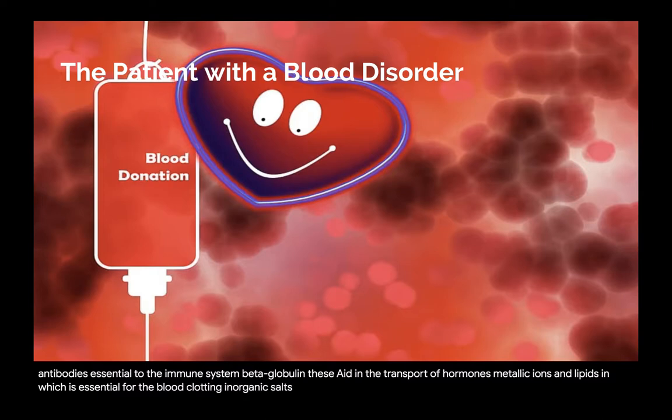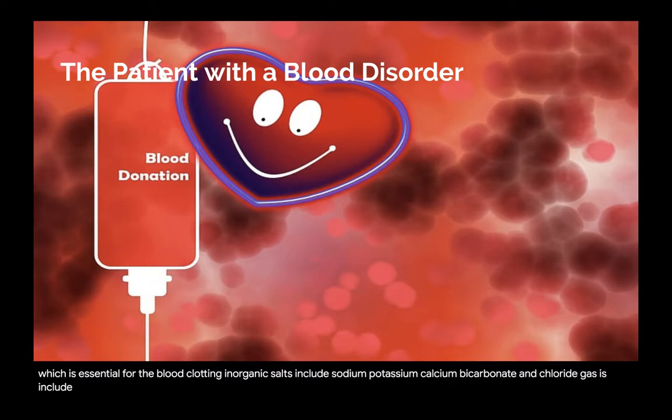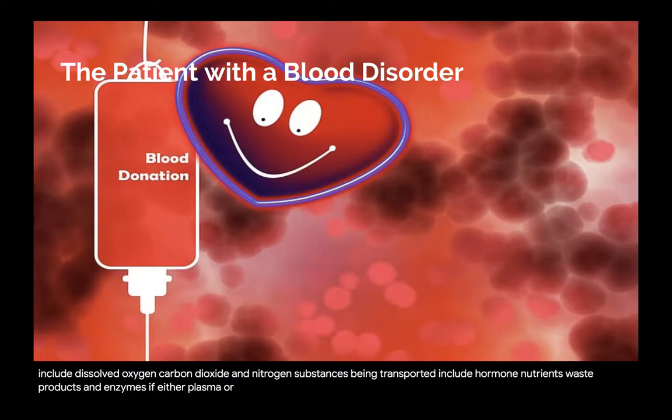Inorganic salts include sodium, potassium, calcium, bicarbonate, and chloride. Gases include dissolved oxygen, carbon dioxide, and nitrogen. Substances being transported include hormones, nutrients, waste products, and enzymes. If either plasma or whole blood is allowed to clot, the remaining fluid devoid of clotting factors is termed serum.